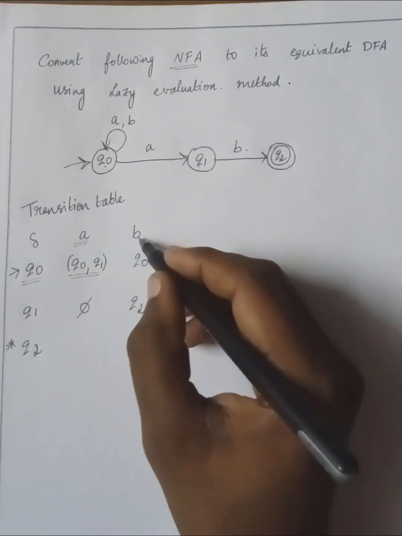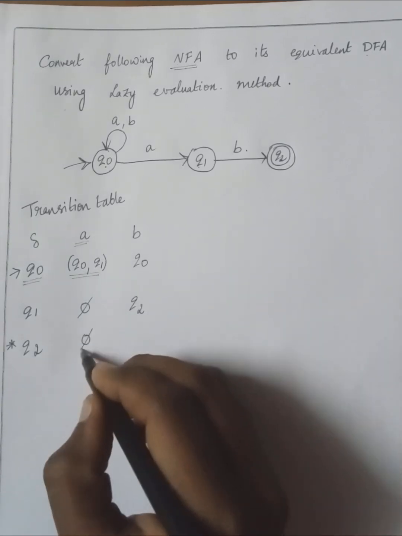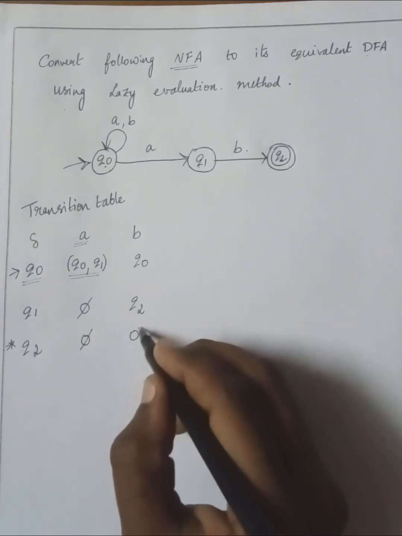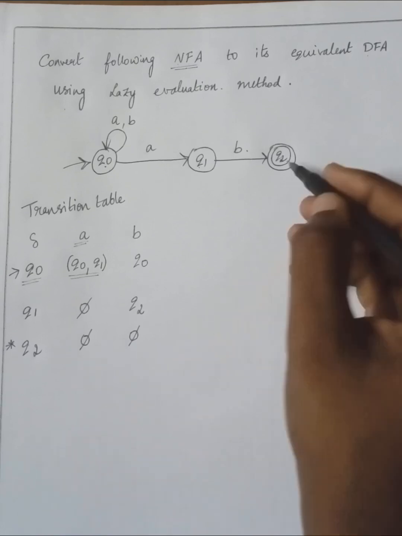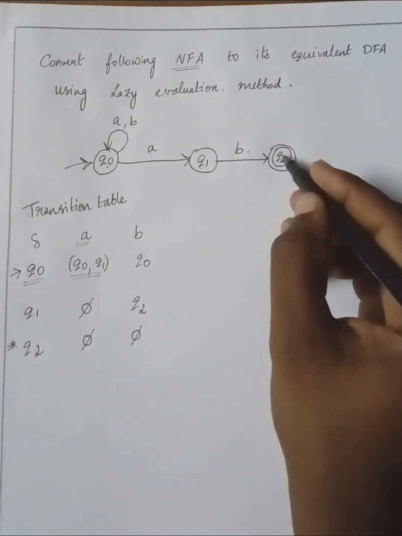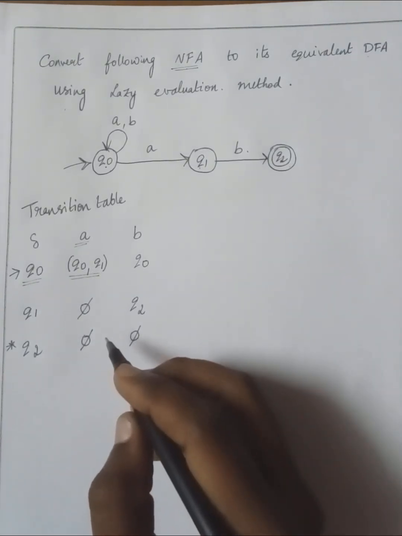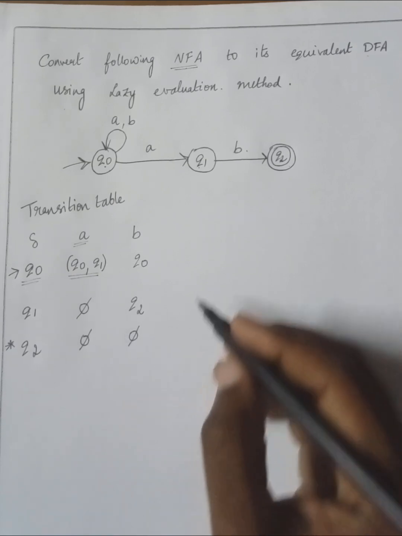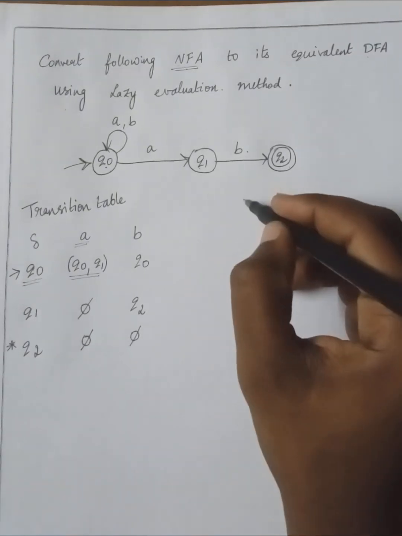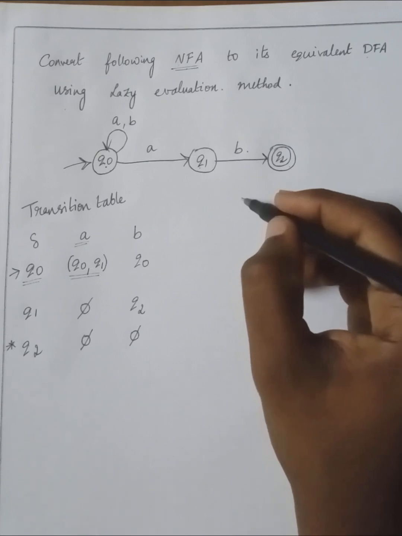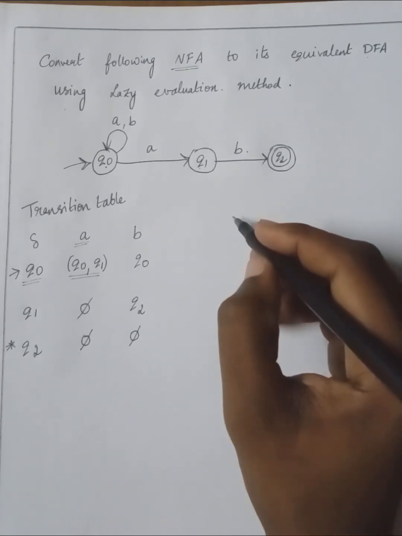So Q2 on B goes to null. Same way Q2 on A also goes to null. Both inputs will be null because we don't have any transition for the given Q2 final state. Okay, so this is the transition table for the NFA. Now we'll write the DFA. We'll see how to get a DFA for this one.